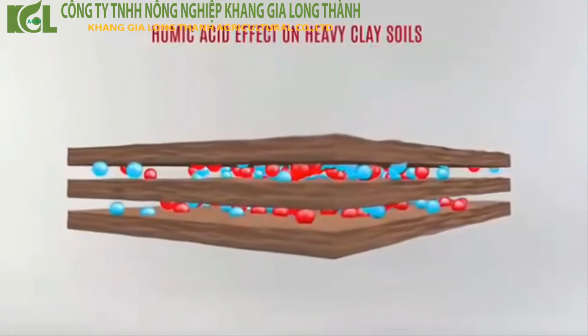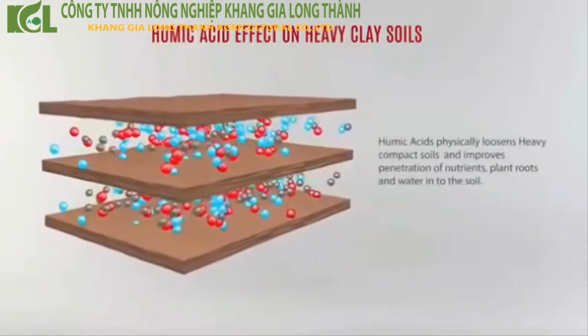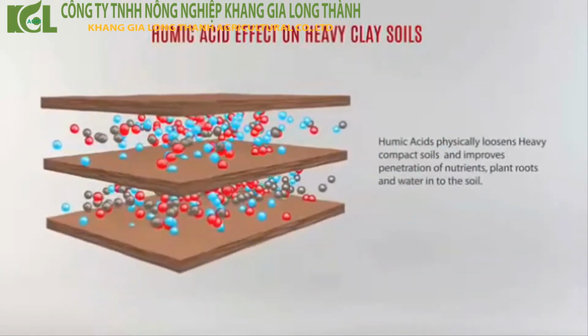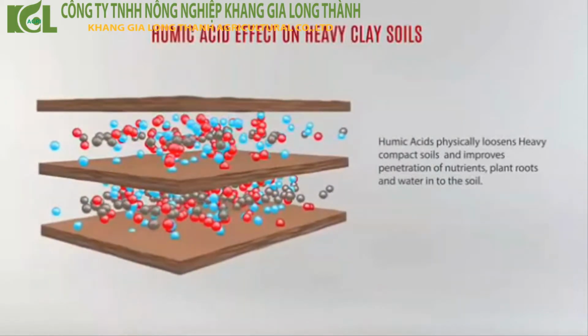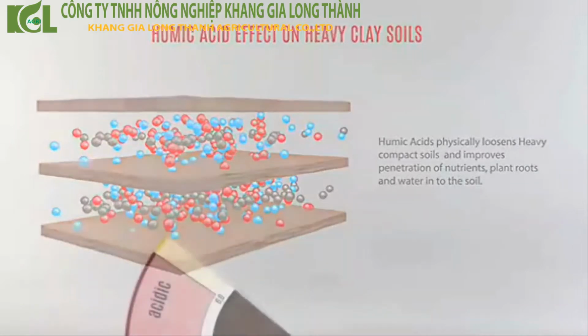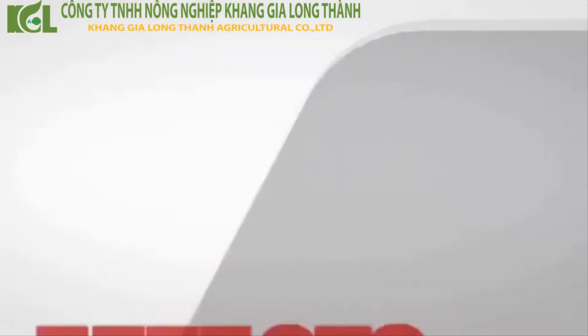Humic acid effects on heavy clay soils. Humic acid physically loosens heavy compact soils and improves penetration of nutrients, plant roots, and water into the soil. What is soil pH? Soil pH affects many chemical and biological reactions.